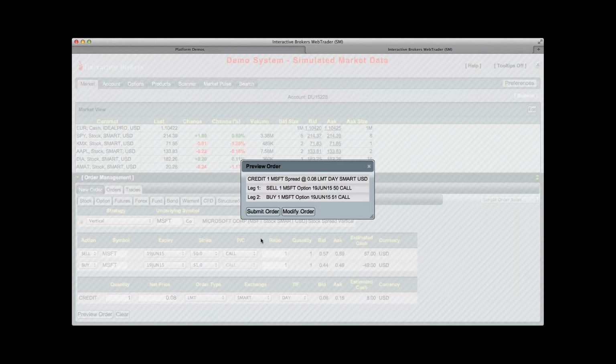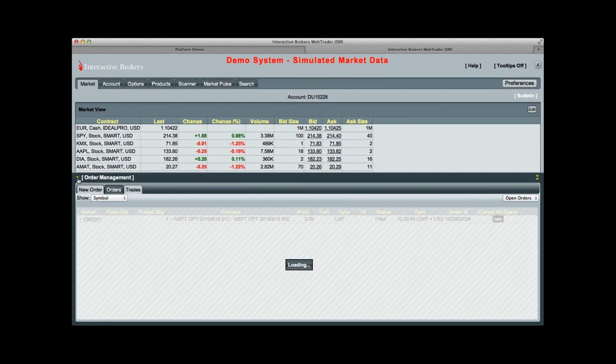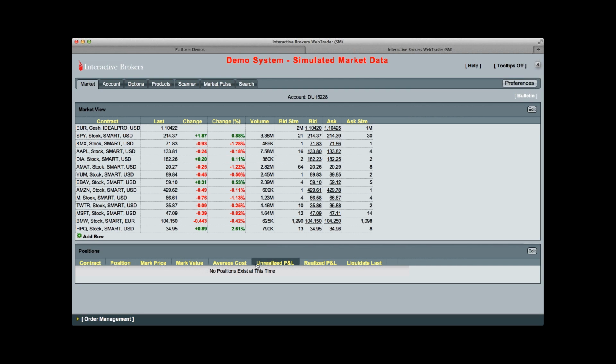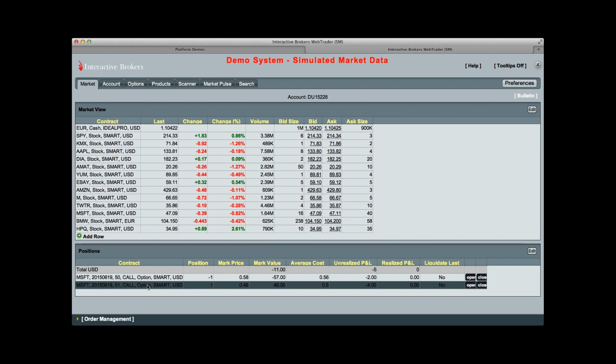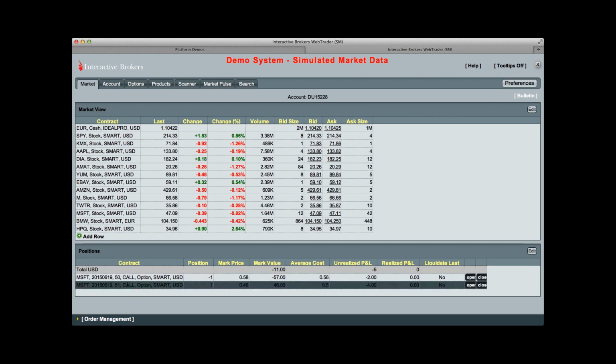We're going to click on preview order. Are you sure you want to place this trade? Yes, we are. So we click on submit order, and that's gone through to the market there now. So we're going to go back to our positions. You're going to see this is going to be updated in a moment, and you're going to see a short call for Microsoft, and you're going to see a long call for Microsoft. So here they are, the short $50 call, and we're long on the $51 call. So that's how you place a bear call spread in the Interactive Brokers web trader platform. We're going to go back now to the presentation and do a real life example with SPY.